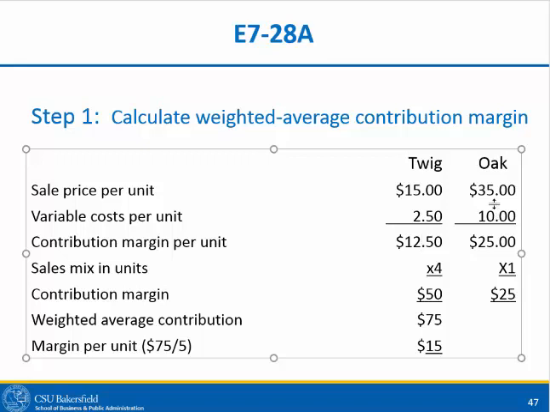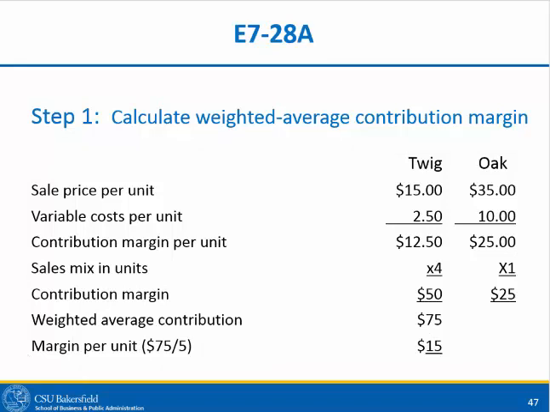And then for the oak, we have a $35 sales price minus $10 variable cost per unit to find the $25 contribution margin per unit. There's only one stand, so therefore we have $25 contribution margin. So together we have a $75 weighted average contribution margin in total. Then per unit we divide that by 5 because there are 5 stands in my basket. So I divide 75 by 5 to get $15. So finally, weighted average contribution margin is $15.